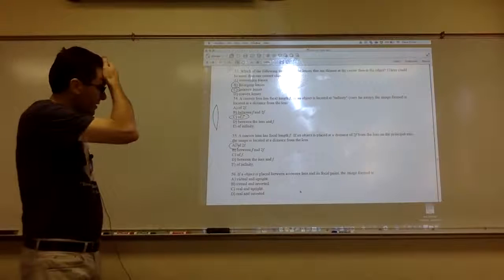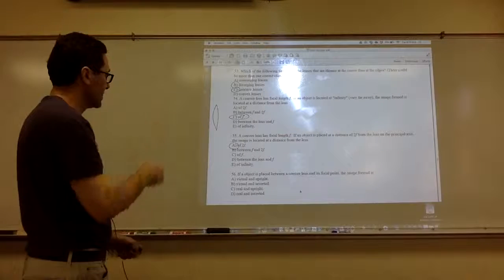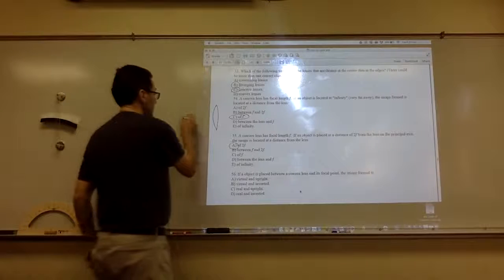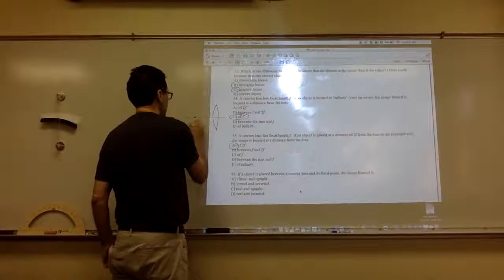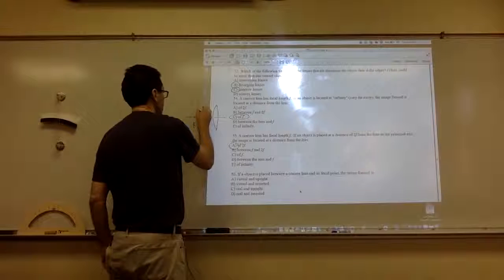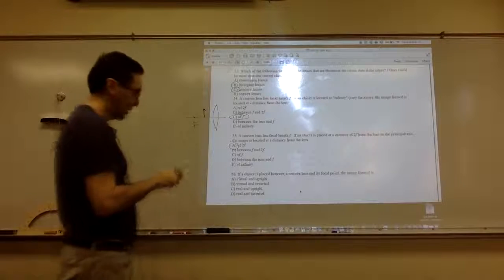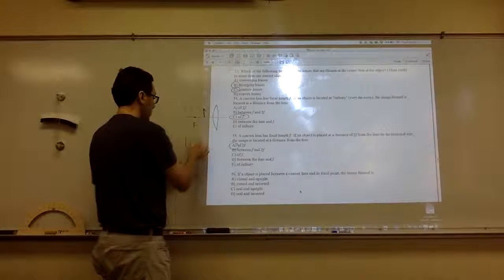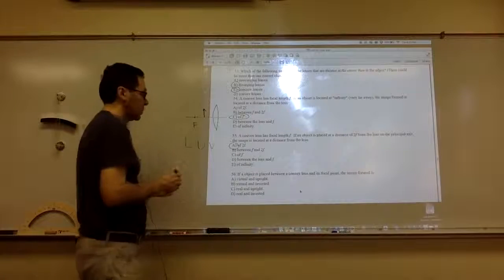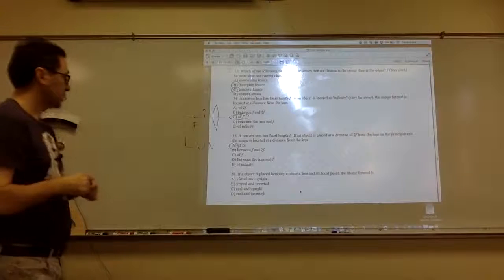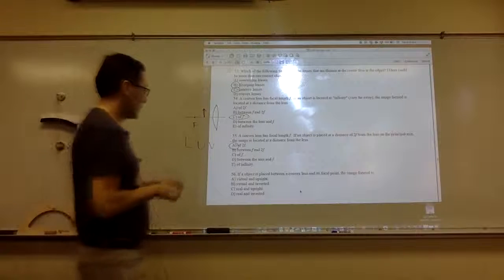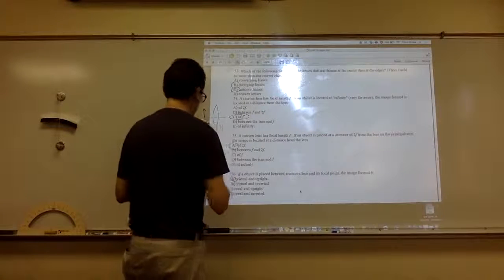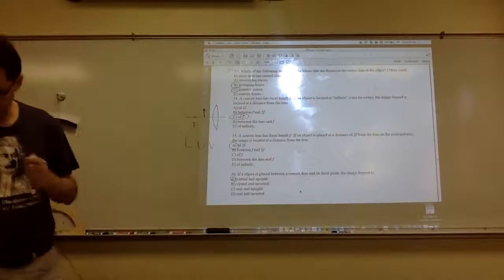Okay, 56. If an object is placed between a convex lens and its focal point, so here's a convex lens, here's the focal point, if you put an object here, I just showed you earlier that you're going to end up with a larger, upright, and virtual image. So it's going to be virtual, upright, and it doesn't say anything about larger size, so it's just going to be A.